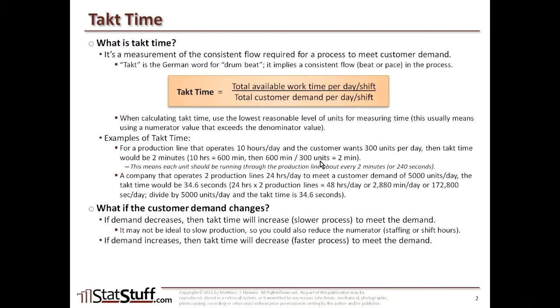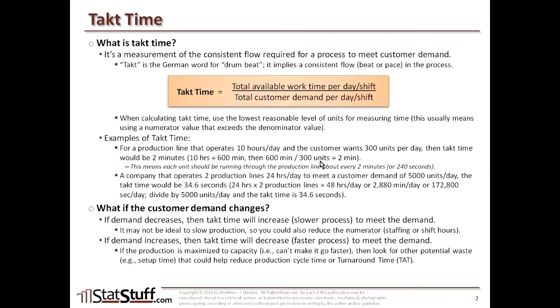But what if the demand actually increases? By increasing, then the Takt Time will actually decrease. That is, we'll have a faster process where things will be moving through the process at a much faster pace in order to meet that demand. Well, if the production is maximized to capacity already, if we can't increase the amount of production, we can't make it go any faster, then we might look for other areas of potential waste, like in setup time, for example, that could help to reduce the production cycle time or the overall turnaround time within the entire process. So the production load should always be balanced by comparing the Takt Time to the total turnaround time.